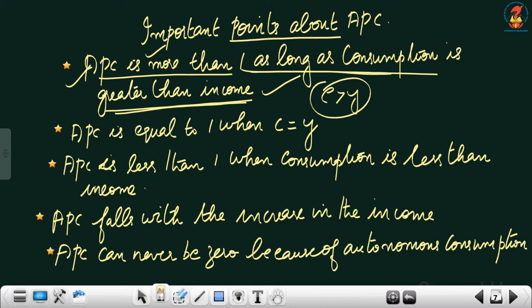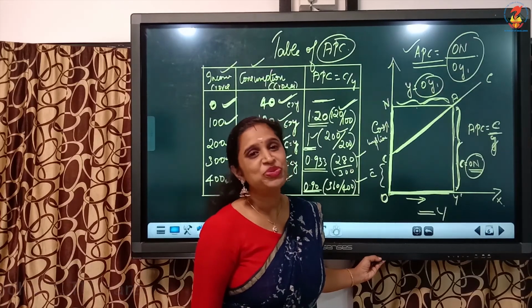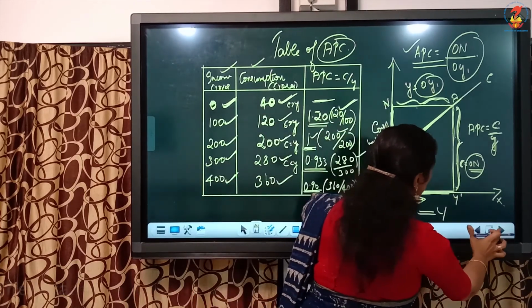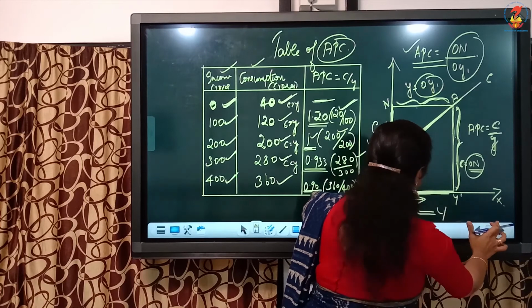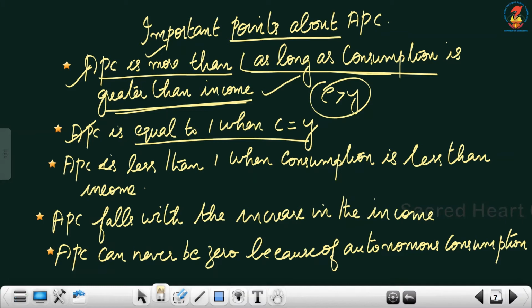Now, we will move on to the second statement. APC is equal to 1 when C is equal to Y. Let us move on to the third component in the table. When C is equal to 200, Y is equal to 200. So, C is equal to Y. What is APC here? APC is 1, which means that when C is equal to Y, APC is equal to 1. That means the saving is 0 there. Therefore, we can find APC is equal to 1 when C is equal to Y.